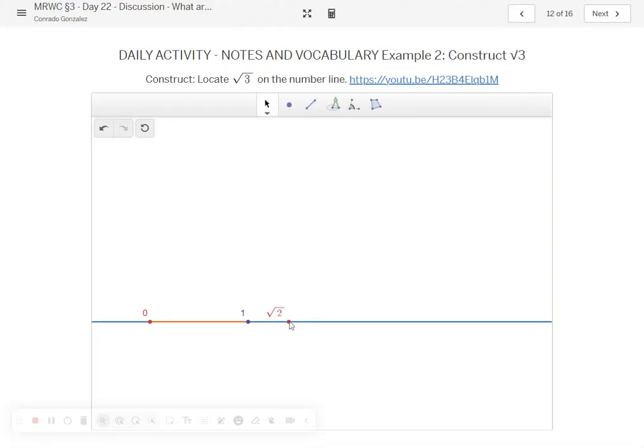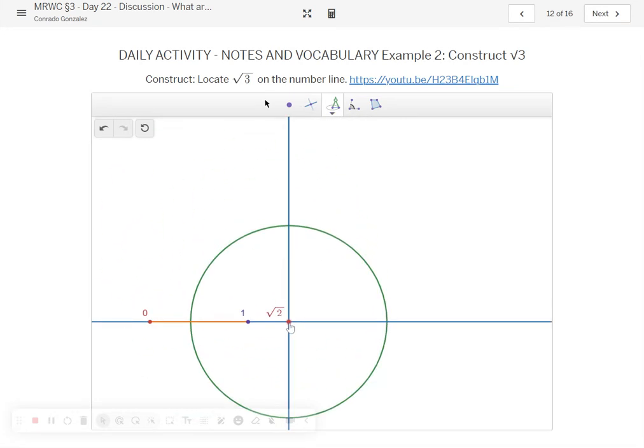Now, based on the square root of 2, what I want to do is create another perpendicular line to the number line going right through the square root of 2, right? Create another circle that is exactly the radius of 1 but centered at the square root of 2. Create a segment from 0 to where the circle intersects the line, and guess what? The length of that line is the square root of 3.